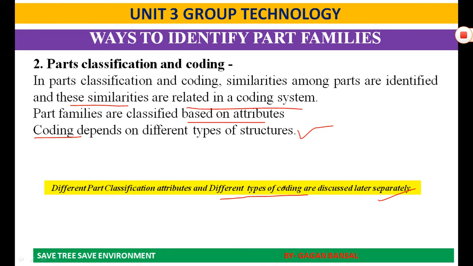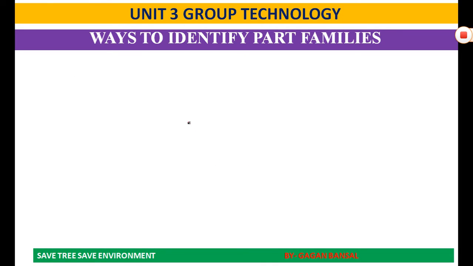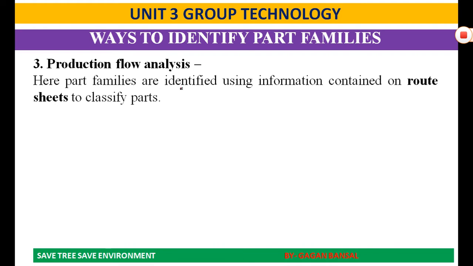So that we will be seeing, but the next way to identify part families is production flow analysis. This is very effective in industries that are following group technology. Here part families are identified using information contained on route sheets to classify parts. A route sheet is, we can say, a flow analysis sheet, or the process sheet for making any kind of parts.